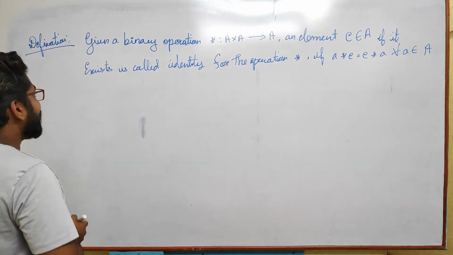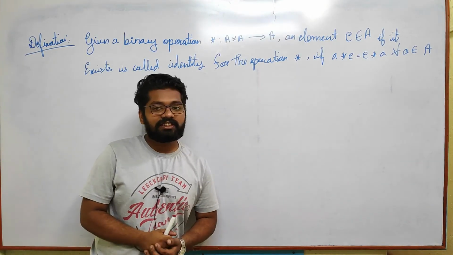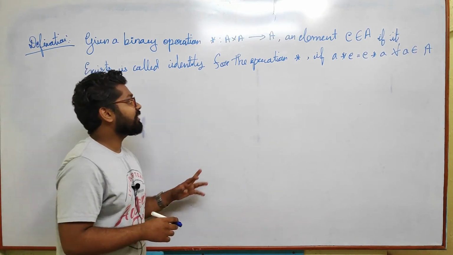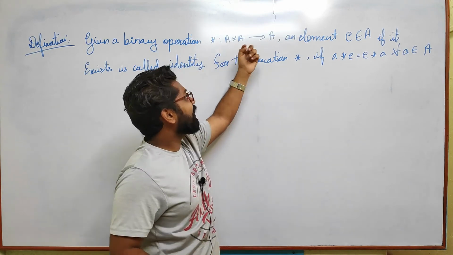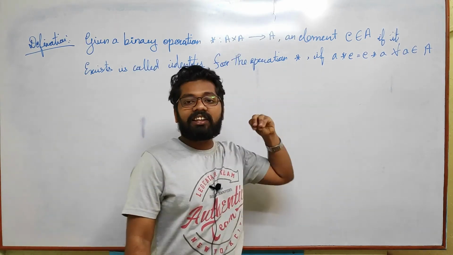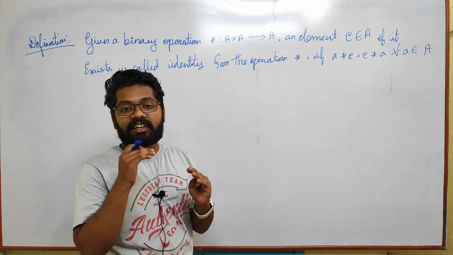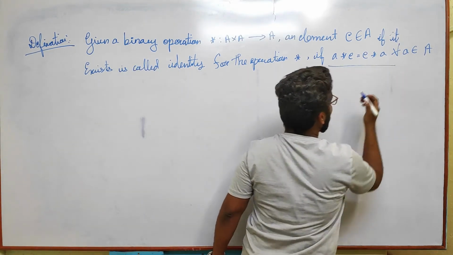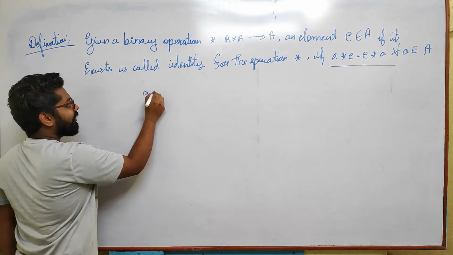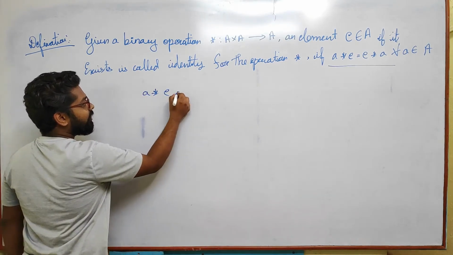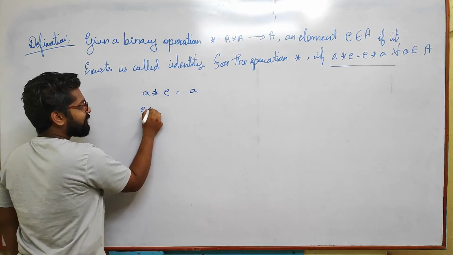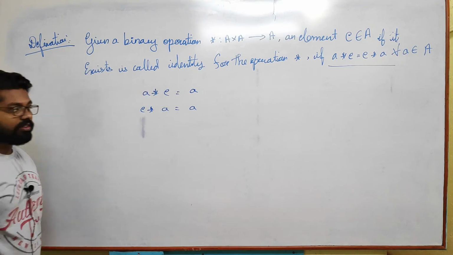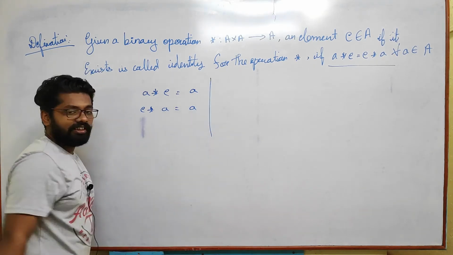Okay, so let us see the next definition. This is the identity element definition. What it is telling us: star is a mapping from A cross A to A, and if there exists an element E in the set A such that A star E is equal to A and E star A also equals A, then this is known as an identity element.